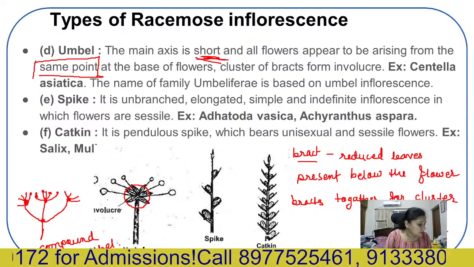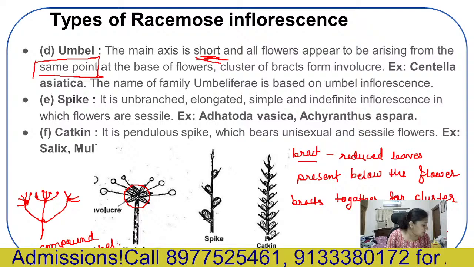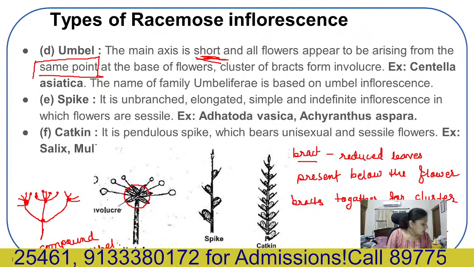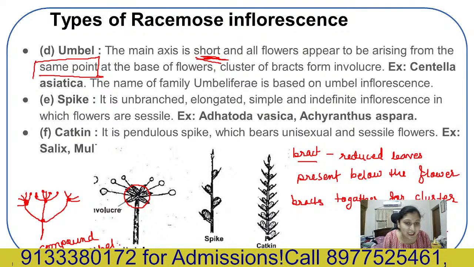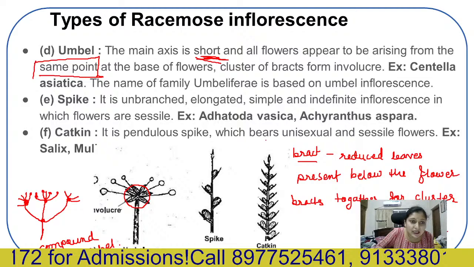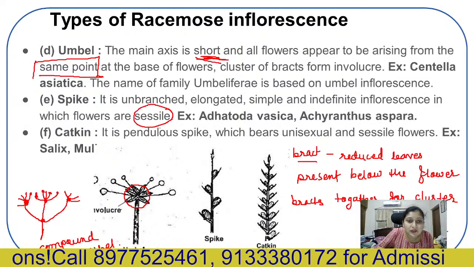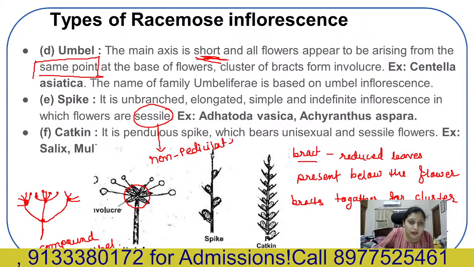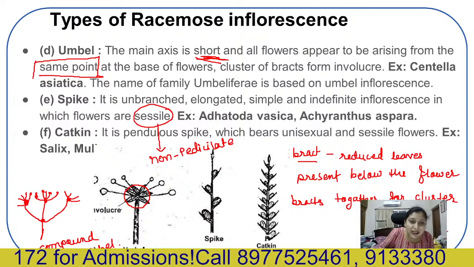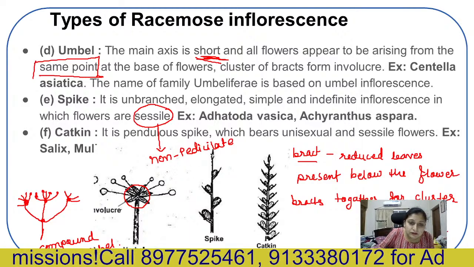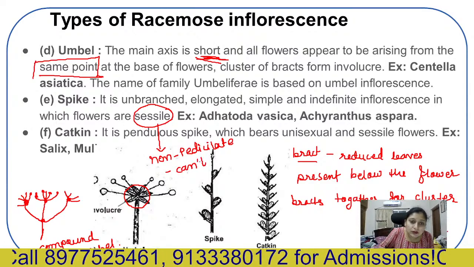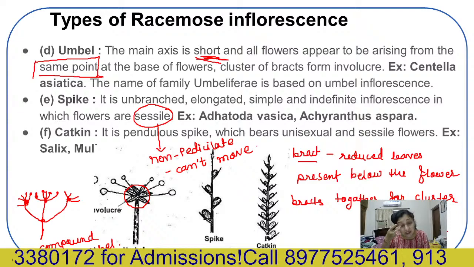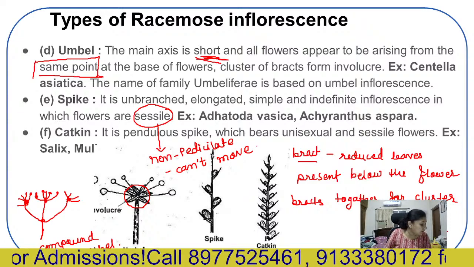Next is spike. Spike is an acropetal arrangement of sessile flowers. The main important point of a spike is that the flowers are sessile, that means non-pedicellated. The meaning of the term sessile is that they can't move. If they had a pedicel, they could flutter and move, but they do not have a pedicel, that's why they are called sessile. They do not have any movement.